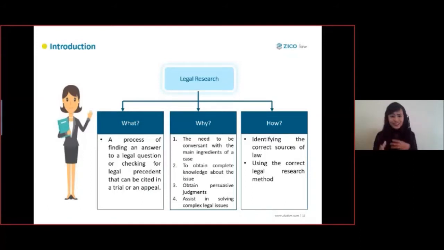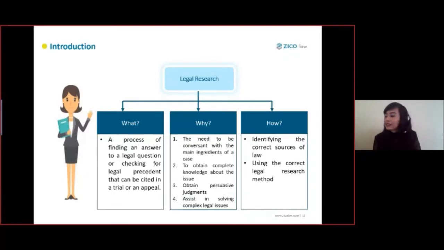Secondly, so that you can obtain complete knowledge about an issue. Like I've said just now, knowledge on legal is not enough. You need to research on the economical perspective and the political perspective of a legal issue. So that's one thing that the only way for you to do it is to do your legal research. There's no way to escape it.